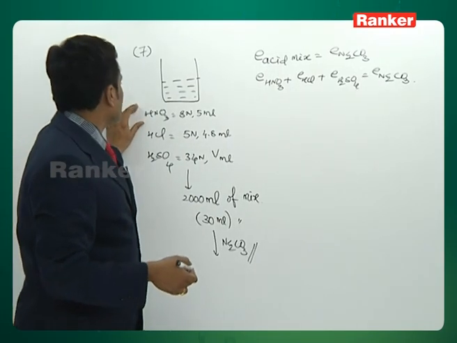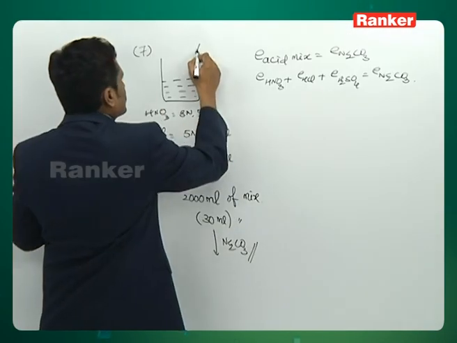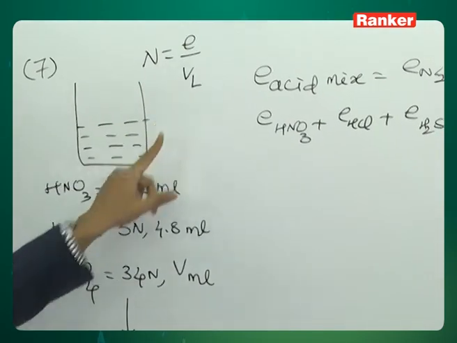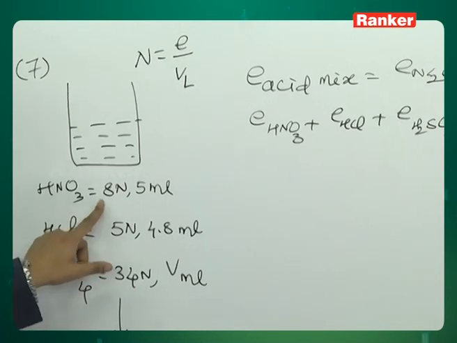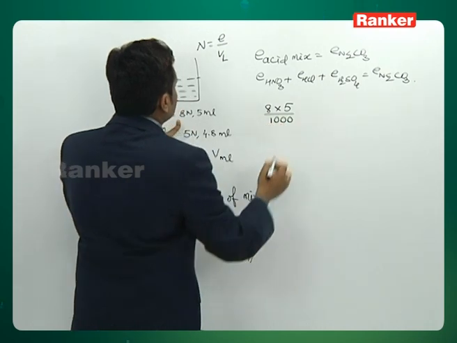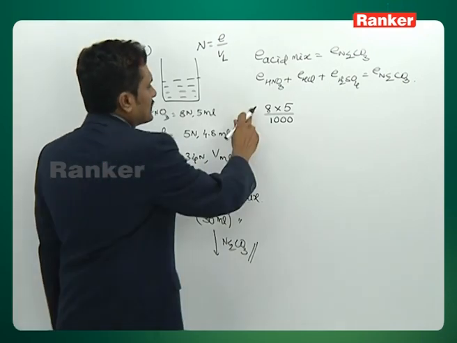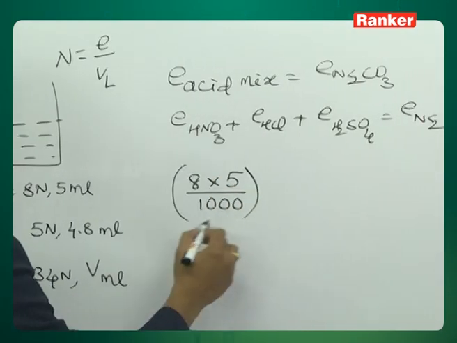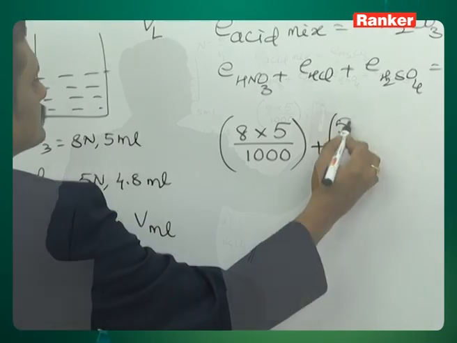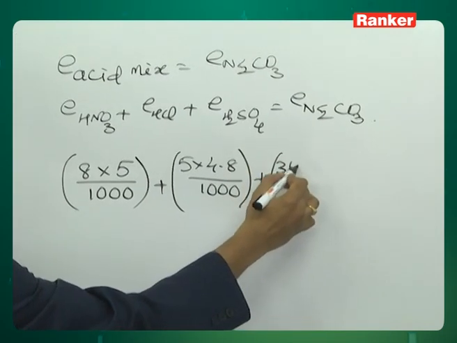Now, since you are aware of the normality of each and every substance involved, normality into volume, because normality is equal to gram equivalents by volume in liter. So when you multiply normality with the volume, you will get the gram equivalents of a substance. You know that this is 8 normal, and I multiply this with 5 divided by 1000 because I have been given the volume in milliliter, and I am converting that into liters by dividing by 1000. So normality into volume will give you the gram equivalents. These are the gram equivalents of HNO3. Then you have the gram equivalents of HCl, and the gram equivalents of H2SO4.